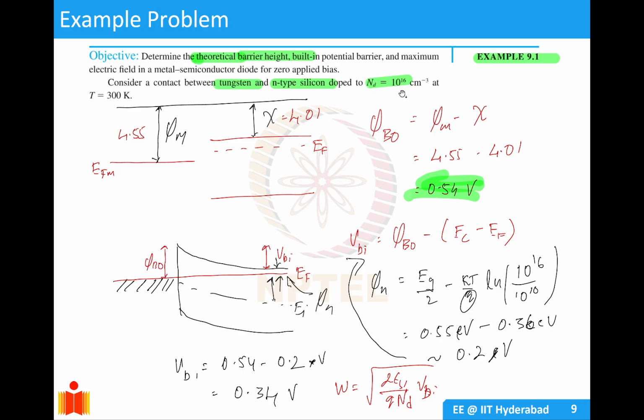So ND is given as 10 power 16 and ni is 10 power 10. You solve it, it comes around 0.36 electron volts. So your phi n is 0.2 electron volts. So your VBI equals phi b naught minus phi n. Phi b naught you calculated as 0.54, phi n you will get 0.2. So VBI becomes 0.34 volts.